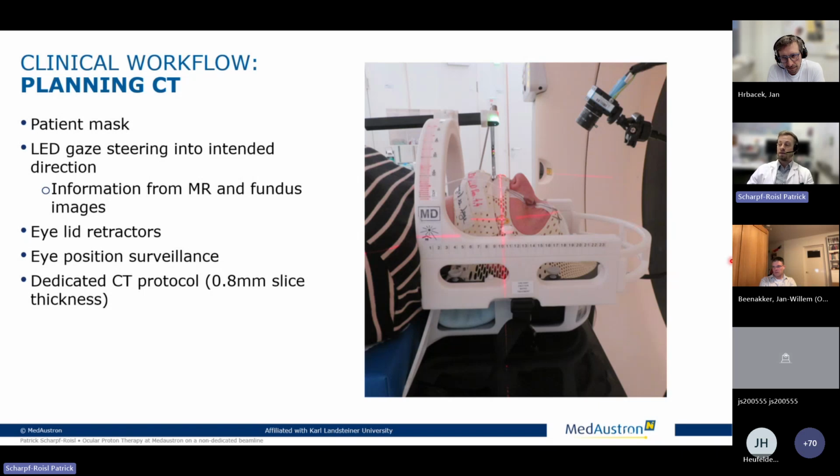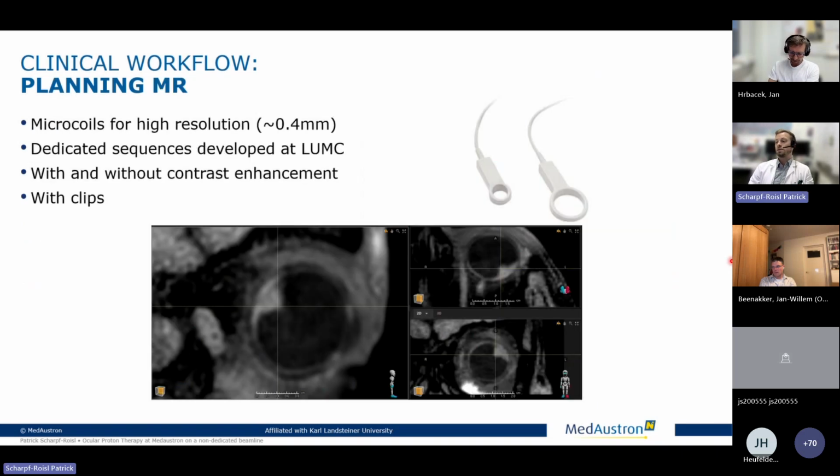In this way, we then perform the CT already with eyelid retractors inserted and with the eye position surveillance. So we already make sure that the patient is looking into the intended direction, and we perform a dedicated CT where we have a protocol of 0.8 millimeter slice thickness. Afterwards, we perform an additional MR, and this is our planning MR. There we use also the microcoils for high resolution of roughly 0.4 millimeter in-plane resolution.